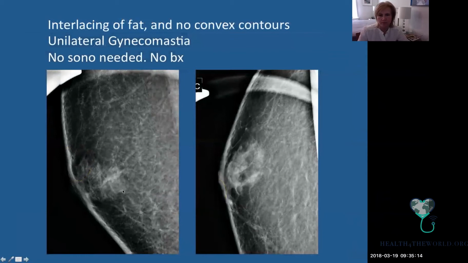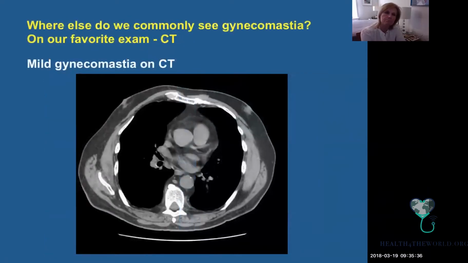Here we have our spot magnification views, and we see that we have little tongues of tissue going out into the fat without a dense central mass. Again, you see the fat infiltrated here. So this is benign gynecomastia. We don't need sonography here. We don't need a biopsy. We feel comfortable calling this benign.